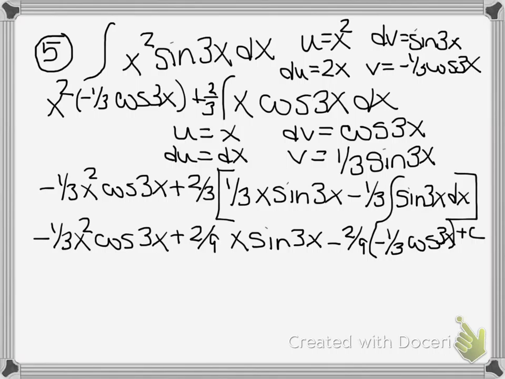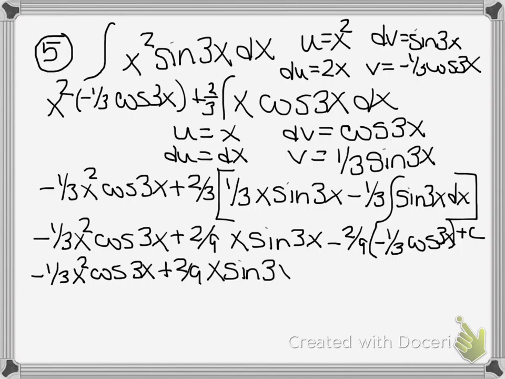And again, you can totally leave it like that. Remember, you're not required to simplify, but if you want to, cosine 3x plus 2/9 x sine 3x plus 2/27 cosine 3x plus our constant. There is our final answer.